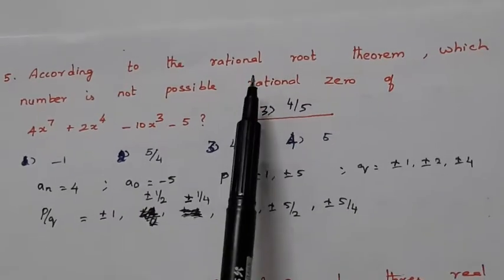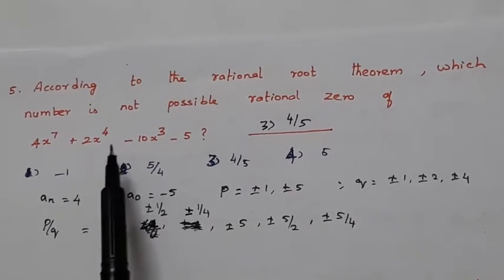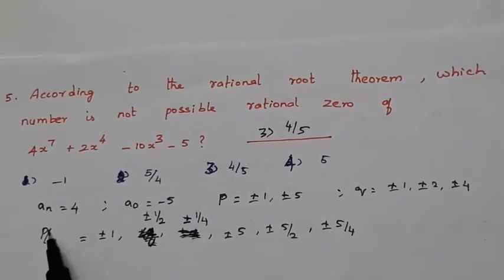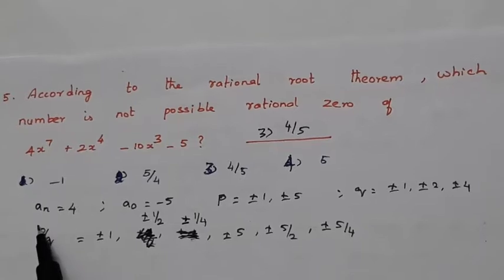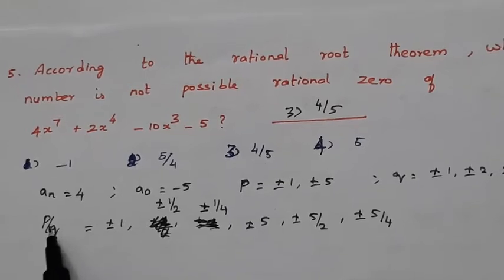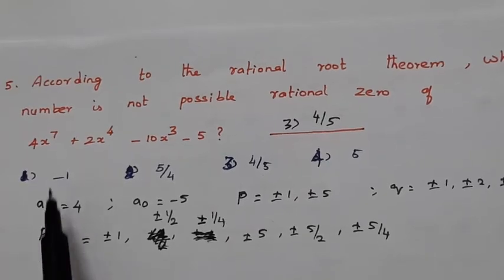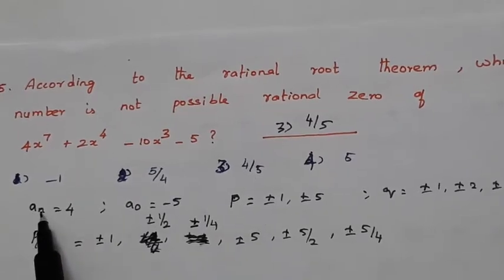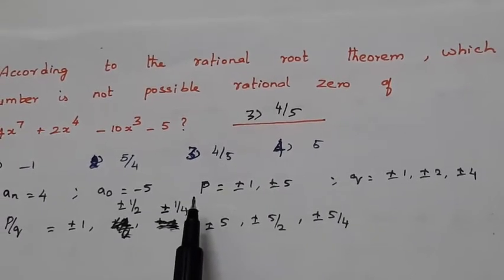Okay. So according to the rational root theorem, if any rational zero exists for a polynomial, it is of the form p by q, and then p and q should satisfy some condition. What is that condition? P must be a factor of the constant term minus 5, and q must be a factor of the leading coefficient 4. Let us denote the leading coefficient as an and this one as a naught. So p must divide a naught and q must divide an. Then we have to find the possible values of p by q from this. This is the rational root theorem.